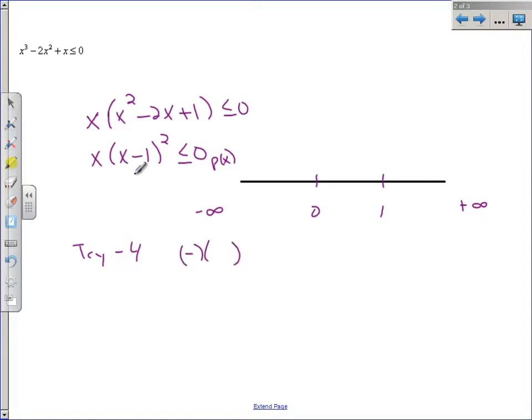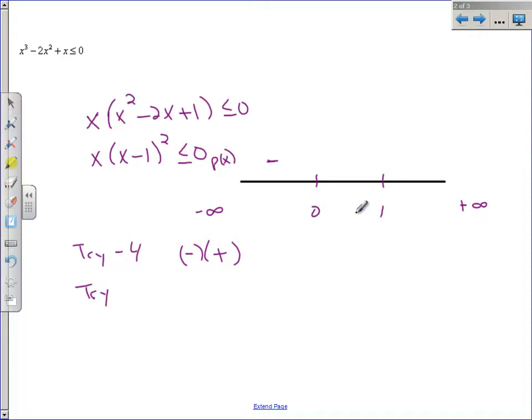And then if I plug negative 4 in for x here, negative 4 minus 1 is negative 5, but squared is a positive. Negative times a positive is a negative. The polynomial is below the x-axis. Does that mesh with the end behavior for a positive x cubed, that it's down to the left? All right, let's try another one.